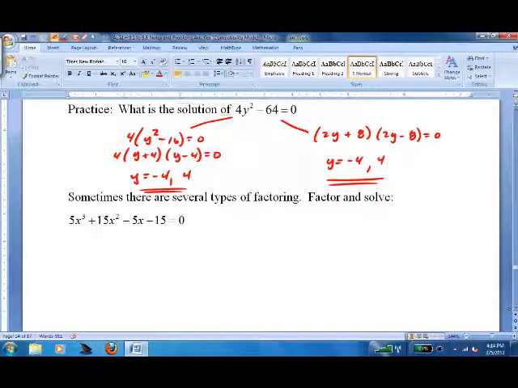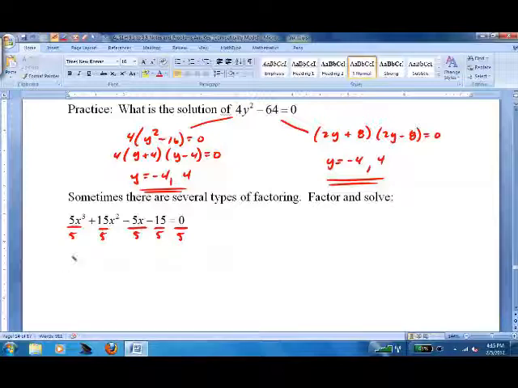So for example, pull out a common factor here. What's in all 4 of these? Definitely 5. So I'll pull out the 5, and actually, since now it's an actual solving problem, I'm going to divide everything by 5, and 0 divided by 5 is just 0.